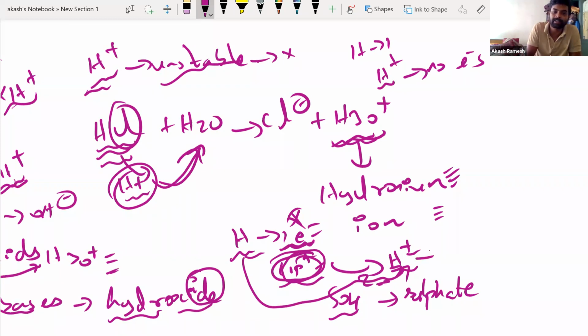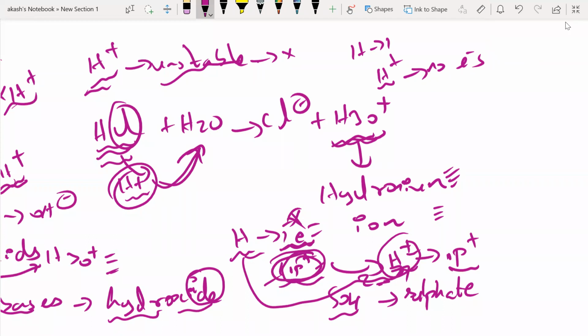So instead of writing H plus, I can just write it as a proton, because I had only 1 electron and 1 proton. That 1 electron is lost, so I produce only H plus, which contains only 1 proton. And obviously, if I have only 1 proton, it is going to be unstable. Only 1 small positive charge. That's why it is unstable.